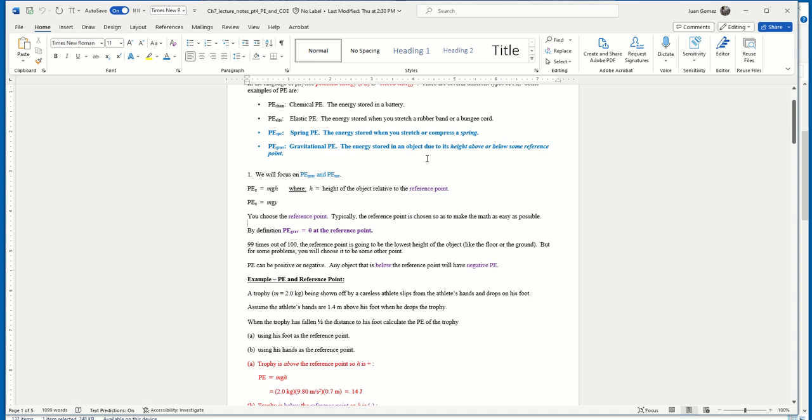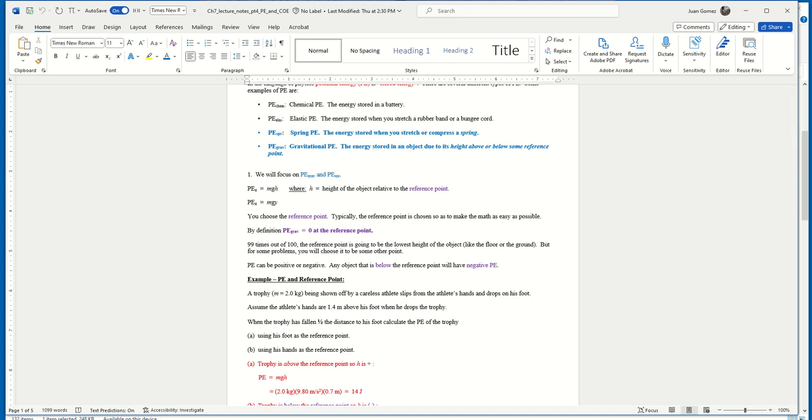Well, what do we say? It's the energy stored in an object due to its height above or below some reference point. And remember, potential energy, it's energy. Its MKS unit is a joule. It is a scalar. PE, gravitational potential energy, could be positive or negative, but it's simply a scalar.